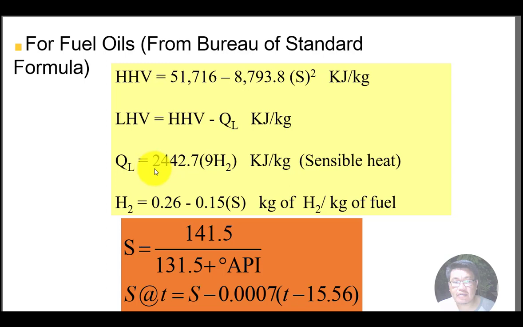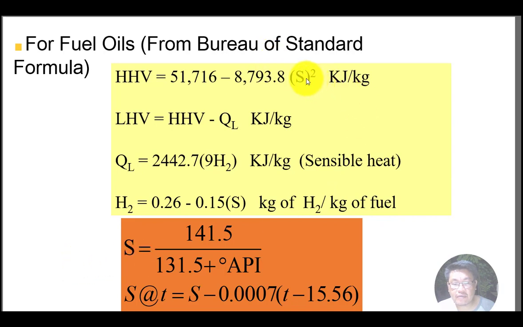Now the sensible heat will be 2442.7 times 9 times your hydrogen, so the unit is kilojoule per kilogram. We can substitute that to get the lower or higher heating value, and transpose the equation to the other side. Now for the hydrogen value, we have 0.6 minus 0.15 times the specific gravity, in kilogram of hydrogen per kilogram of fuel.